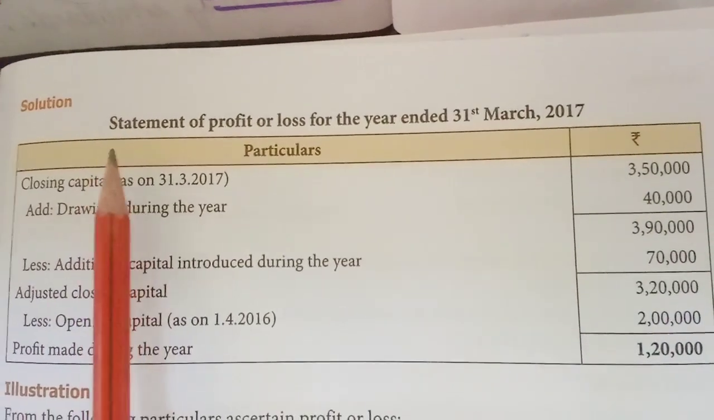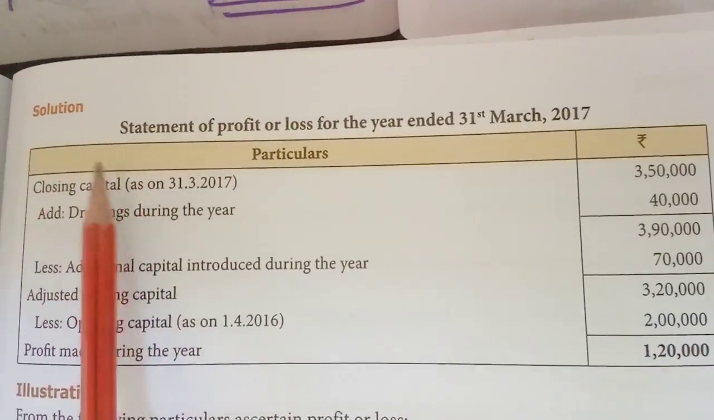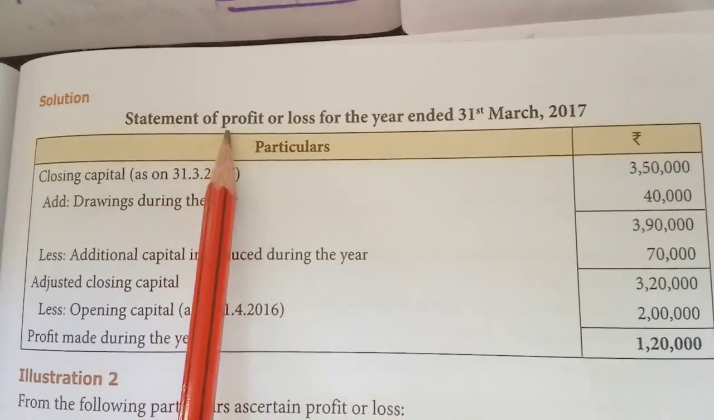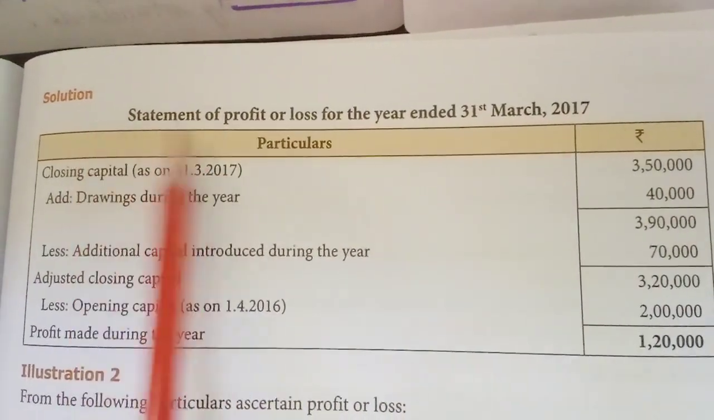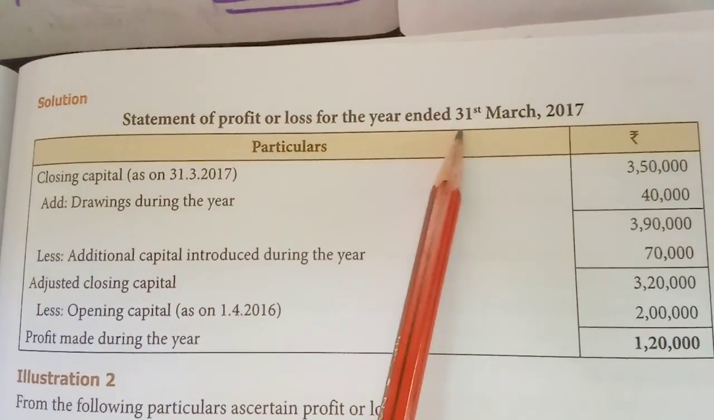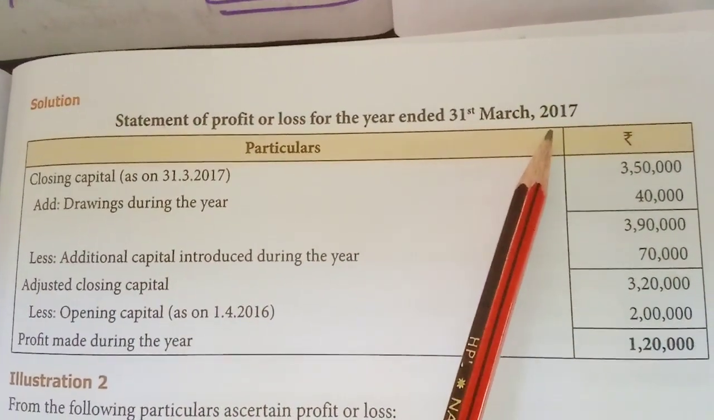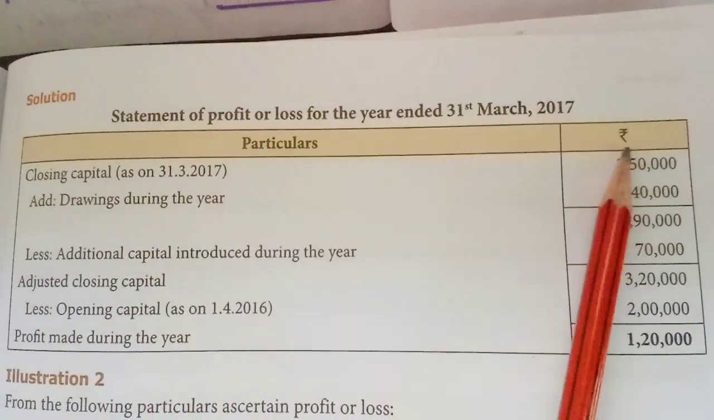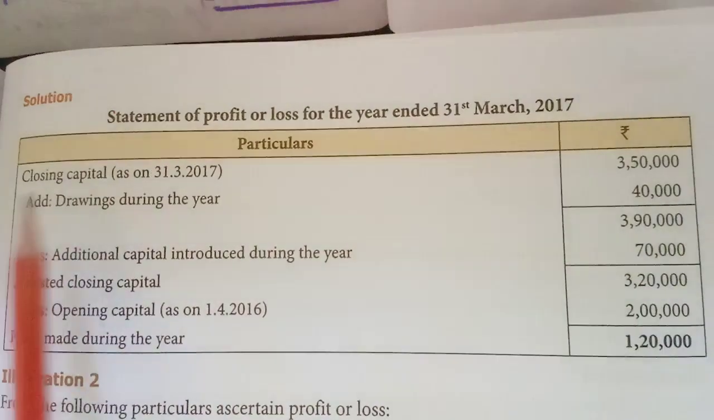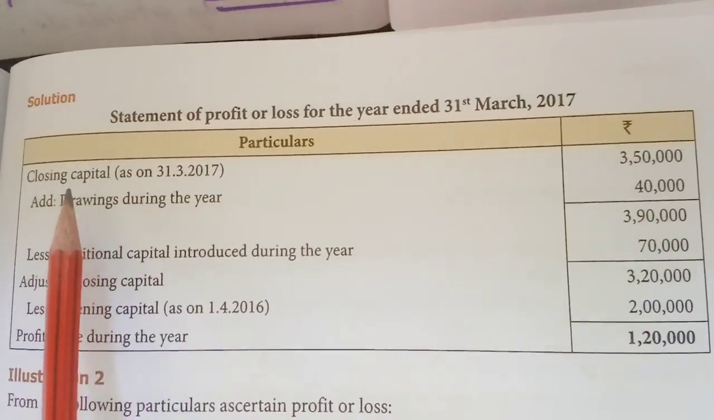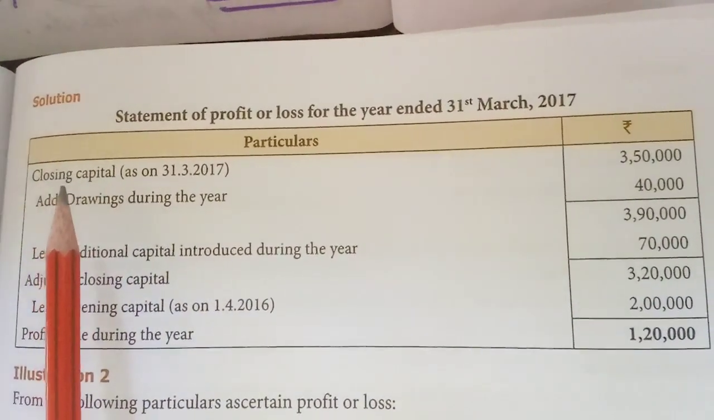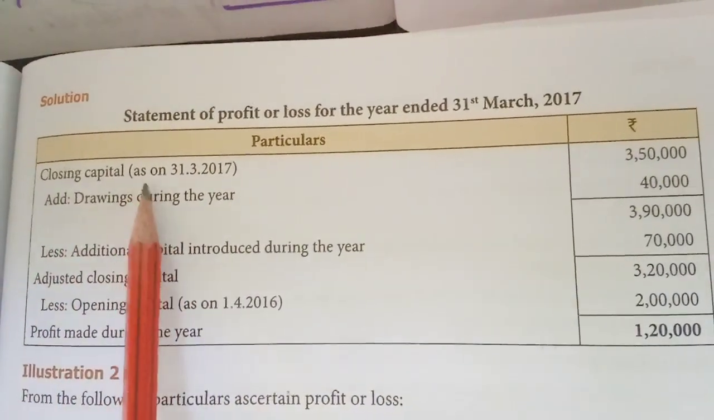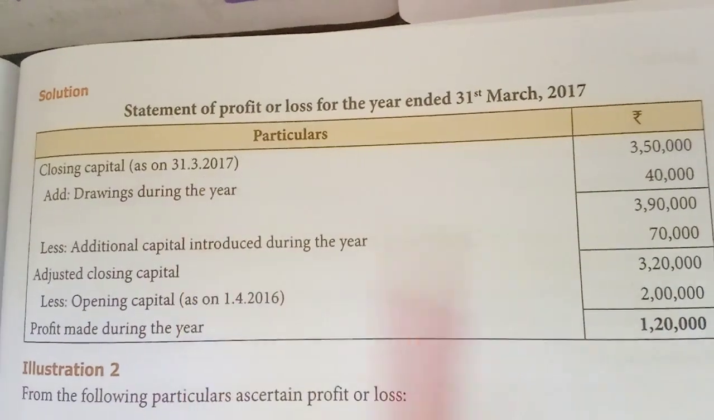First you have to write the heading. Don't forget to write the heading, statement of profit or loss. We do not know whether it is profit or loss, so you have to write it like this: statement of profit or loss for the year ended 31st March 2017. Then two columns, particulars and the rupee symbol, you can write. The first item, as I have explained in that statement, will be closing capital. You can write the date in brackets or you can leave it.